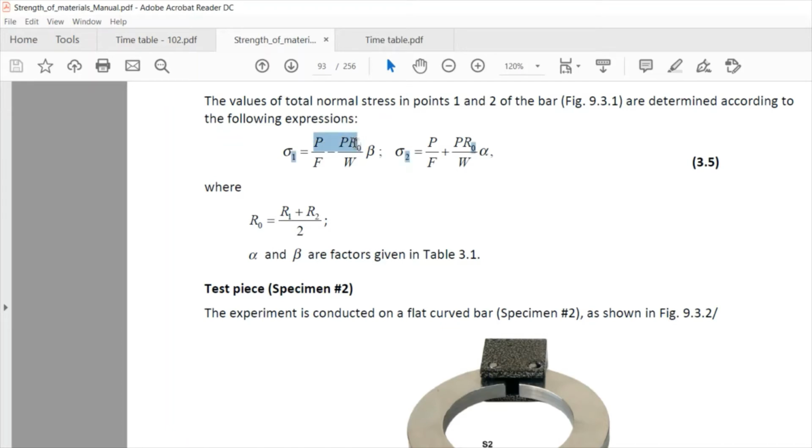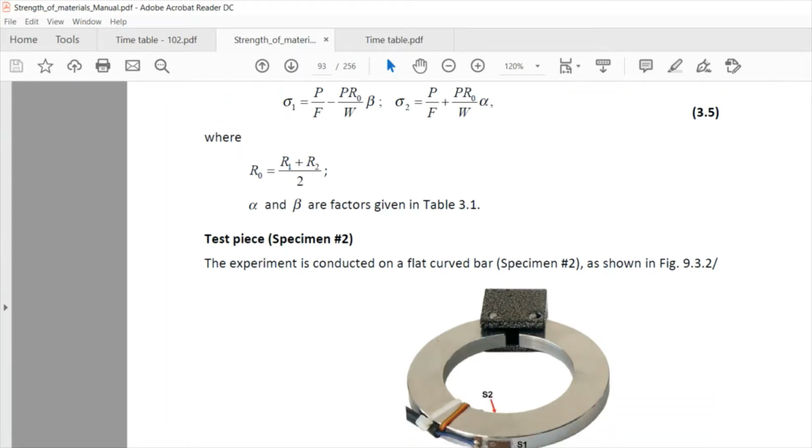So this will produce the moment, beta is the coefficient or factor, and W is the radial modulus of the cross section. Sigma 2 will have the same values, but instead of beta we will take the other coefficient alpha, and instead of negative we will take it with plus, because as I said before, we have one under tension and the other one under compression. And of course the mean value of R0 will be the outer radius plus the inner radius divided by 2, and alpha and beta are calculated from table number 3.